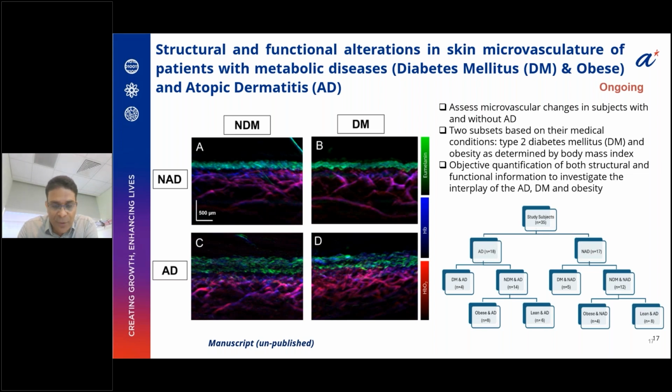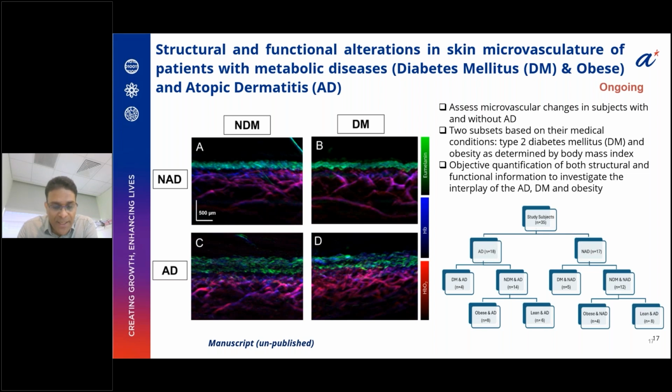Now, the interesting part is the subjects with both DM and AD. Patients with both display the thickest and sharpest melanin and the most vascularized dermis, suggesting a synergy of dermal vascular hyperproliferation and inflammation in the DM and AD cohorts. We are analyzing this quantitatively, and this analysis is in progress.